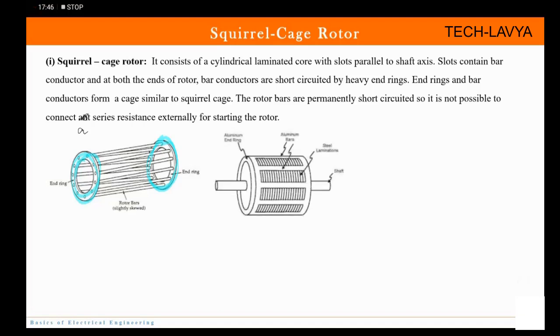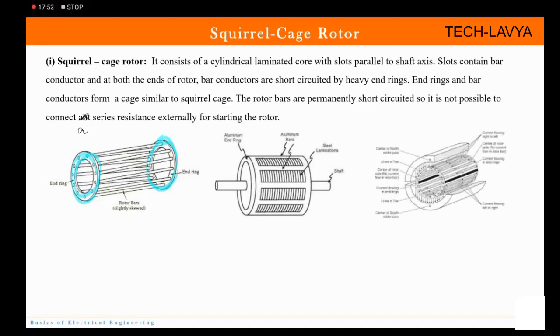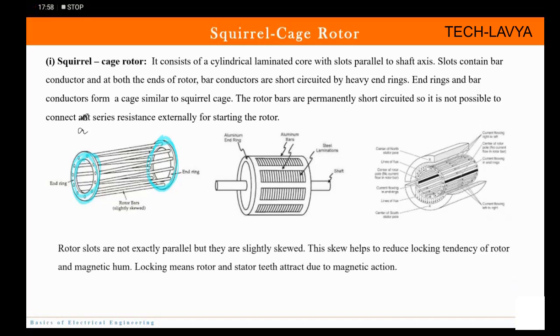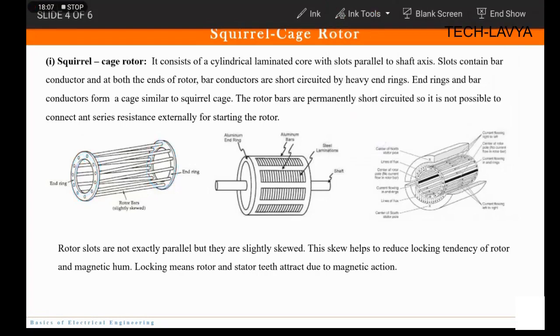Fine. So this is another view of the squirrel cage motor, and this is the cut section. The third figure shows the cut section. And one more thing: if you have noticed, these bars are not exactly parallel, right? They are slightly tilted. So these are called skewed. They are not exactly parallel, slightly they are twisted or tilted. So this structure is called skewed.